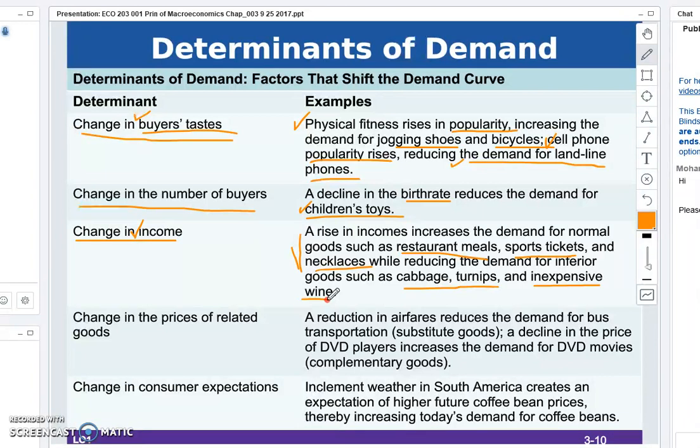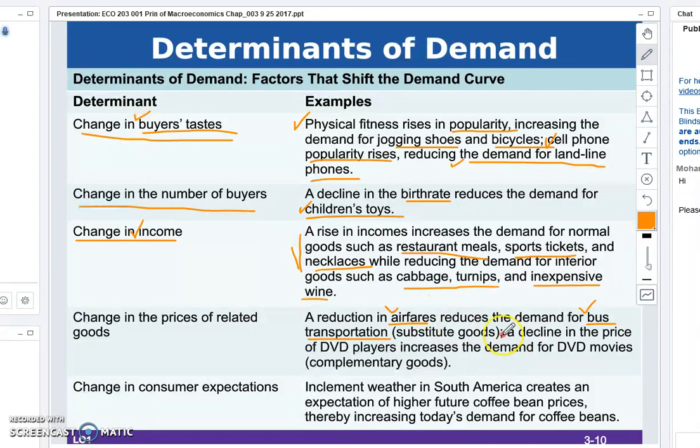Now the next non-price determinant is change in price of related goods. So if there's a change in price of related goods, like a reduction in airfare reduces the demand for bus transportation, this is an example of substitute goods, right? If people can travel by air or by bus, and airfare becomes cheaper, people will travel more by air, and then demand for bus transportation will decrease, right? As a result, the demand curve for bus transportation will shift to the left.